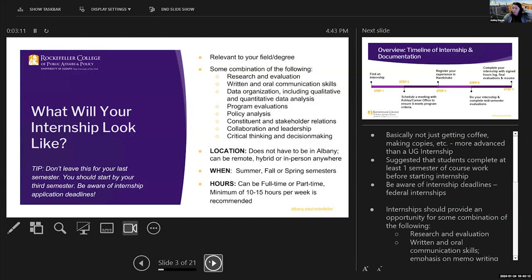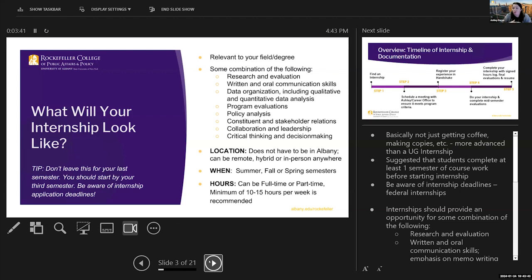So what will your internship look like, right? Your internship needs to be relevant to your field or degree. We do have a certain level of criteria that we adhere to based on the accreditation of NASPA, which is our accrediting body. This criteria is put into place to make sure that you're receiving advanced level competencies and skill sets at the graduate level, and that we're adhering to this accreditation.